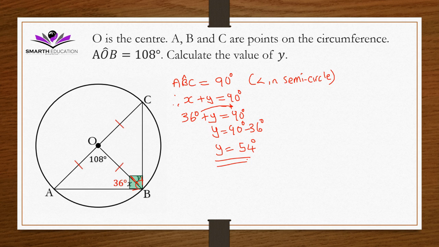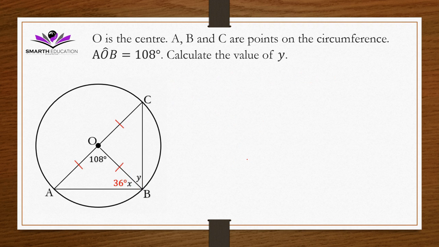But before we go to the next question, maybe someone did this question in a different way. Let's see an alternative method. Are we going to get 54? We must get the same answer. Our methods may be different, but we must get the same answer. And remember to write the reasons every time.